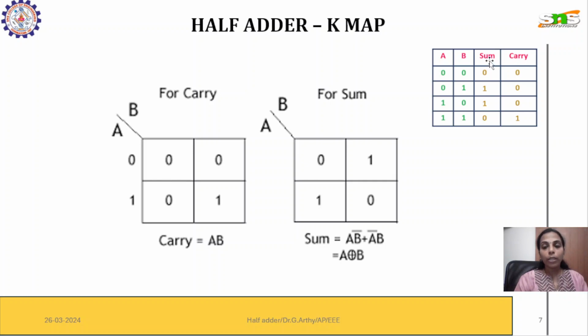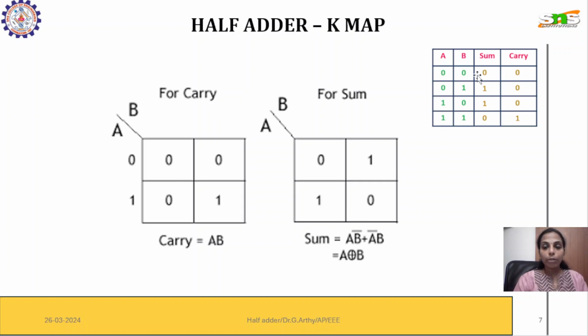We'll be drawing the K-map for every single output. Here we have two outputs. One is the sum and the second one is the carry. So for sum we'll be drawing a K-map, and for carry we'll be drawing a K-map.